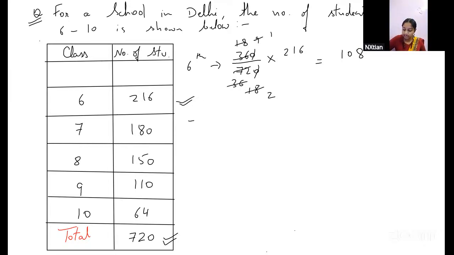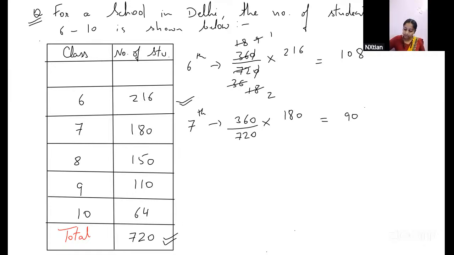Then 7th class. Same way, 360 divided by the total 720, multiplied with 180. We will get 90 degrees.